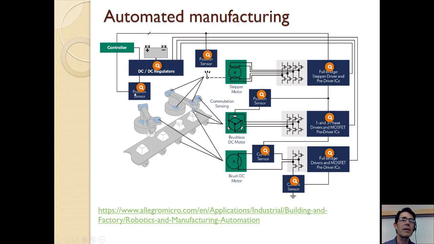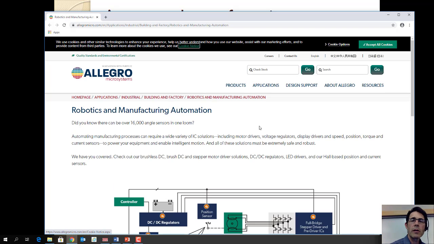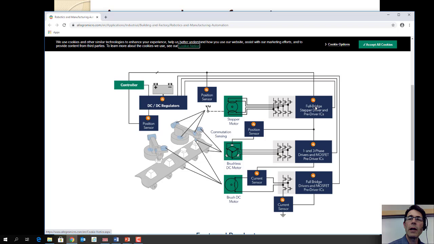Then on the other side, you've got sensors. You've got position sensors and proximity sensors. They don't show them here, but there would also be optical encoders sensing the speed and position of the motors. And this diagram actually came from, I'll just go on the web for a moment here. It came from Allegro Microsystems, which is an electronics company that makes the electronics for a lot of these automated systems. And so these are all links.